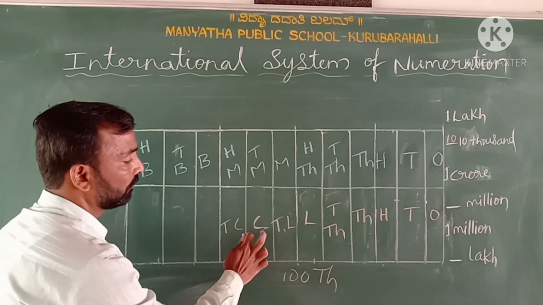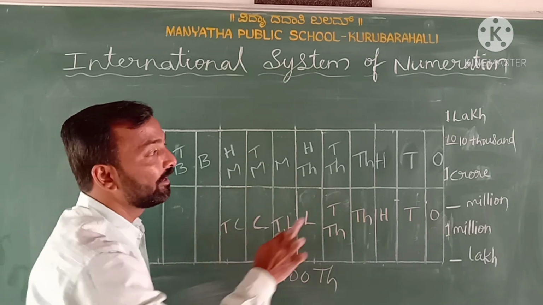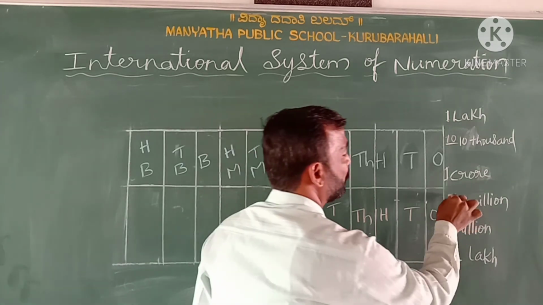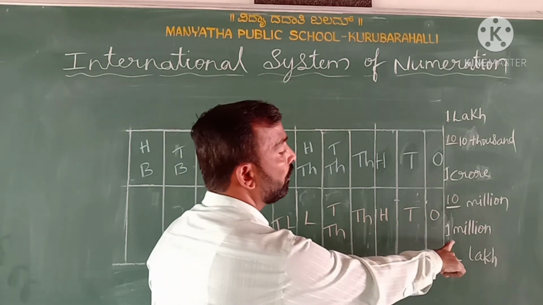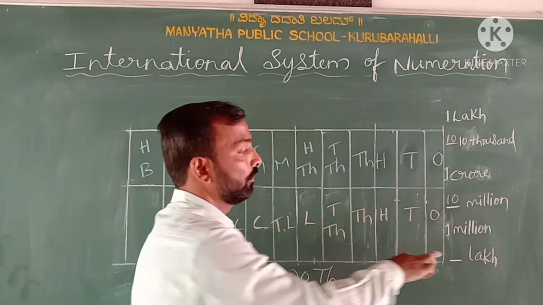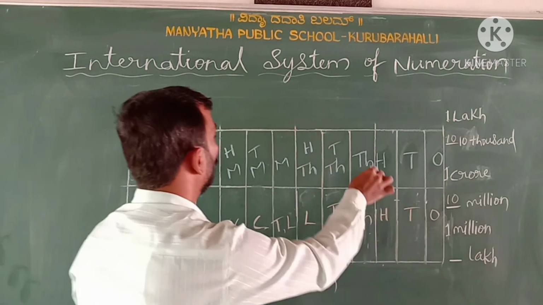See, go here. Crore. Here what is that? Yes, 10 million. Very simple. 10 million. Last one. 1 million. First, give in the international system. 1 million. Go here.